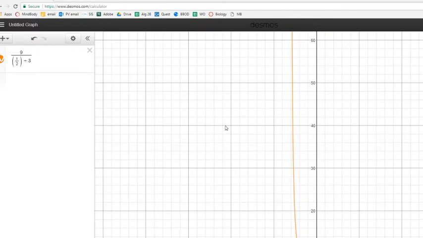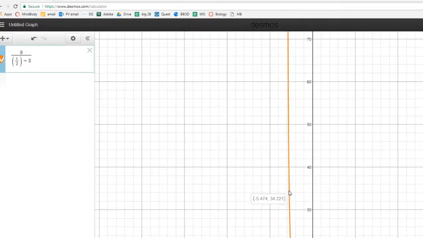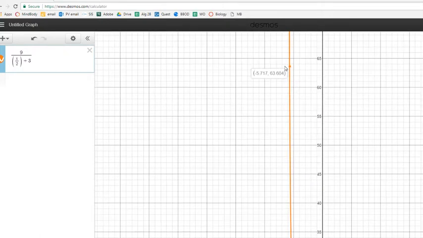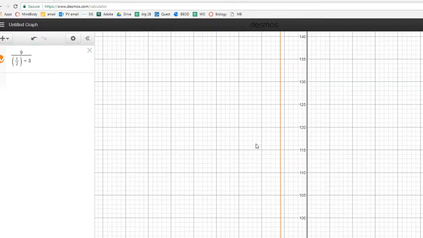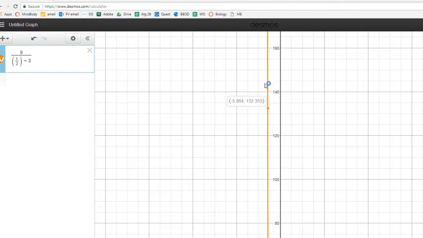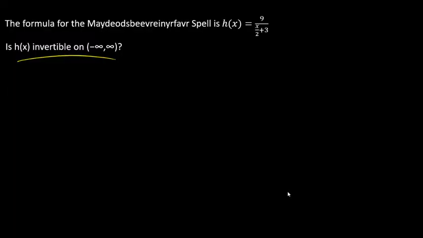So what is the value of that asymptote? If I just trace, I can see that right now x is equal to -5, x is -6. If I keep going upwards, you can see that x is slowly approaching -6. So that's going to be the bound for this one, okay? So it's not invertible on -infinity to infinity, but it is invertible from -6 to infinity, okay?